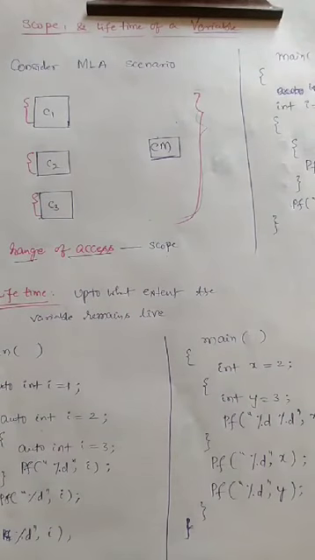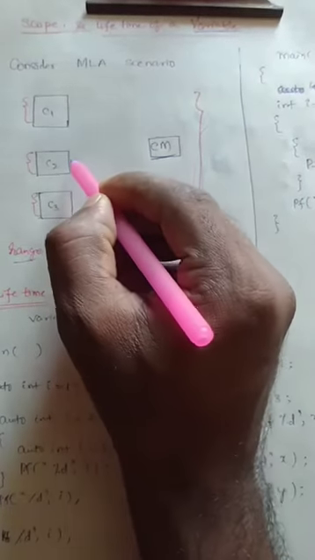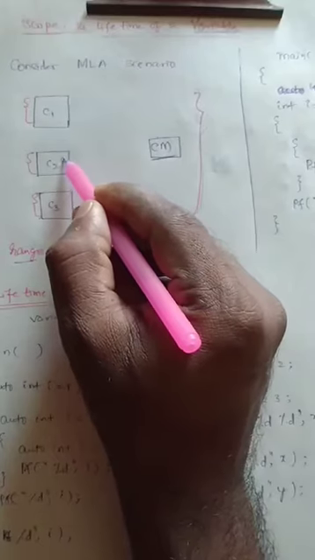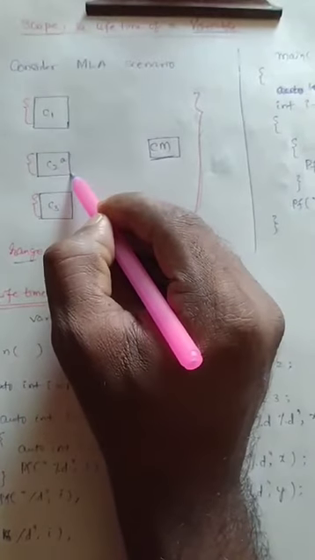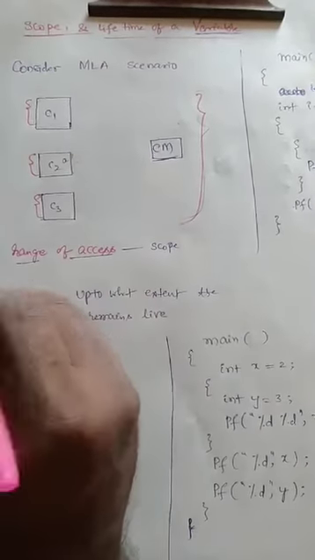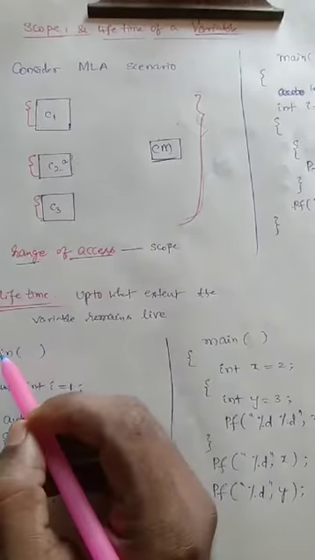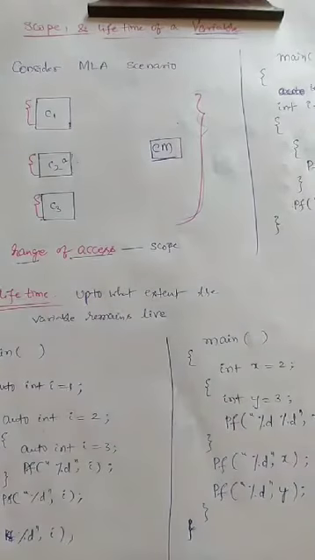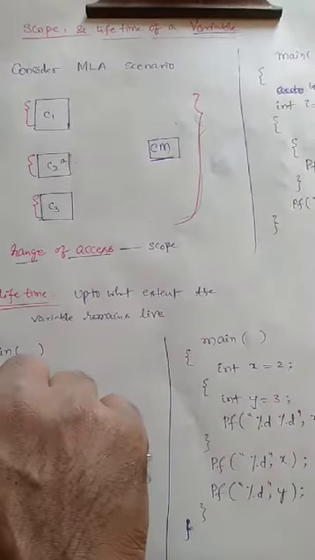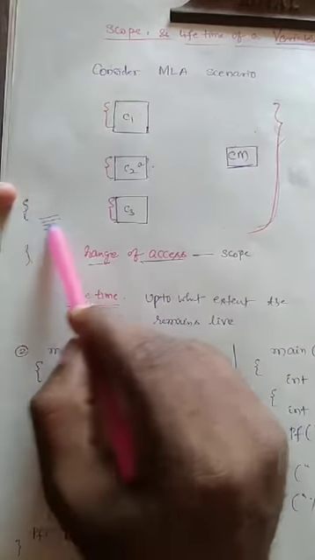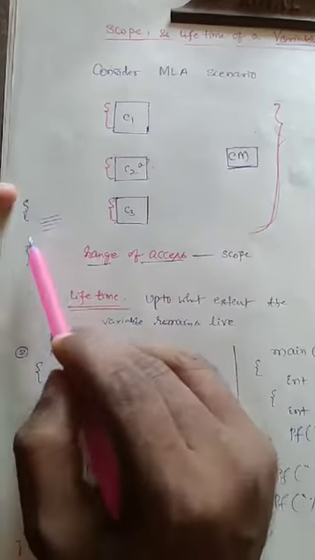What do you mean by this range, or by this access? For example, if I want to print some value, let us say there is a value called A. I can print the value or modify the value within this block only. You know what is meant by a block, right? A block is nothing but a set of statements, a collection of statements within the double braces. So I repeat: a set of statements within the braces.